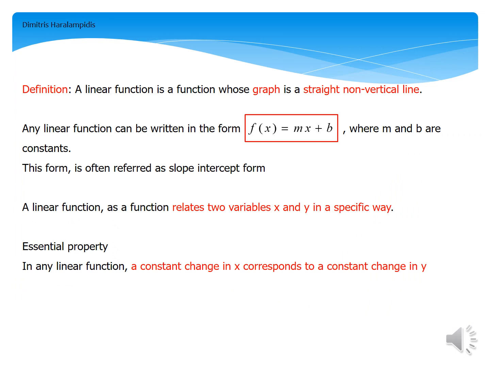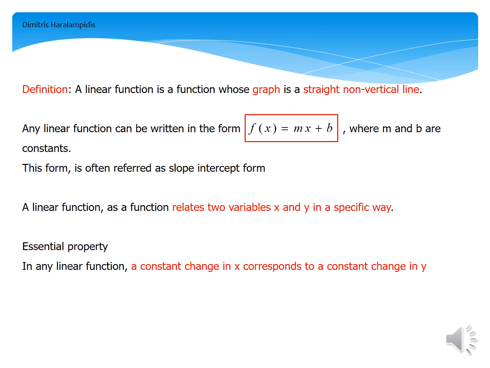A linear function is a function whose graph is a straight and non-vertical line. Any linear function can be written in the form f of x equals mx plus b, where m and b are constants. This form is often referred to as slope-intercept form.